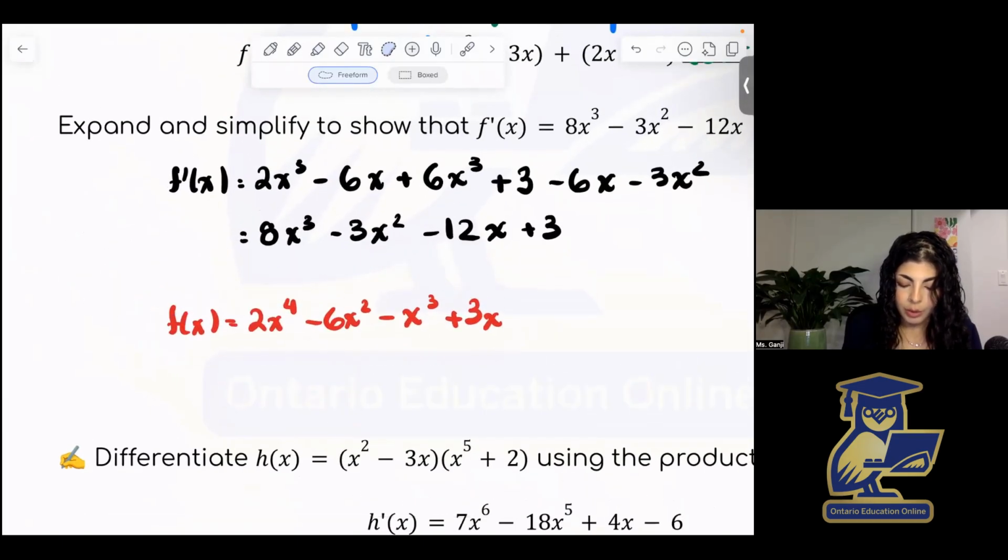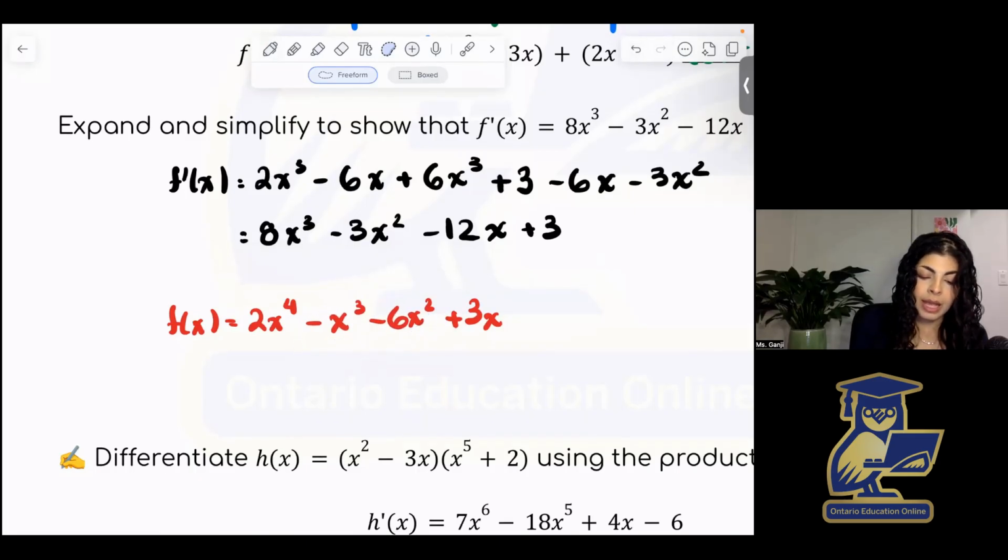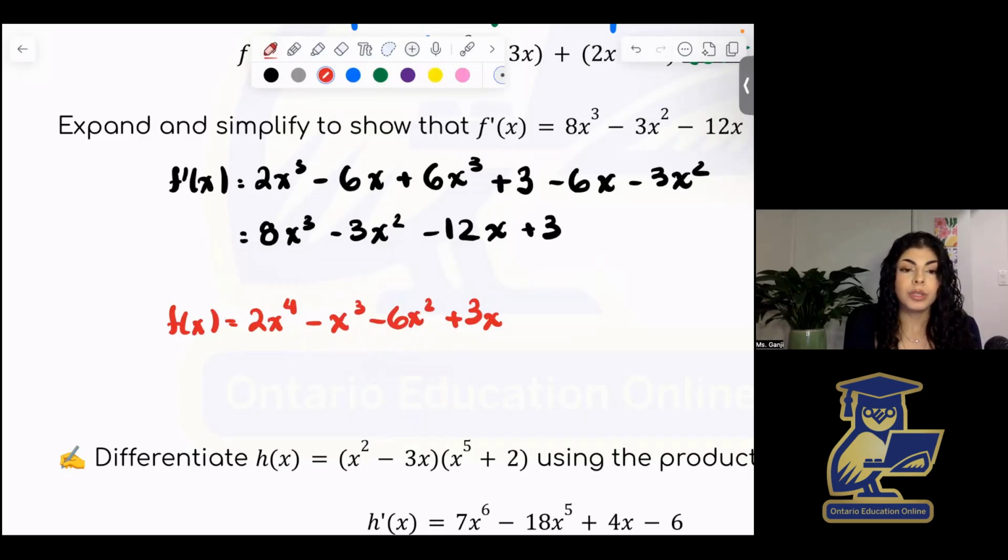And one thing I'm going to do is rearrange this to have my degrees in order. But it's the same thing, right? With addition and subtraction, we can do that. Okay, there we go. Now, this I'm going to find the derivative by the sum and power rule.